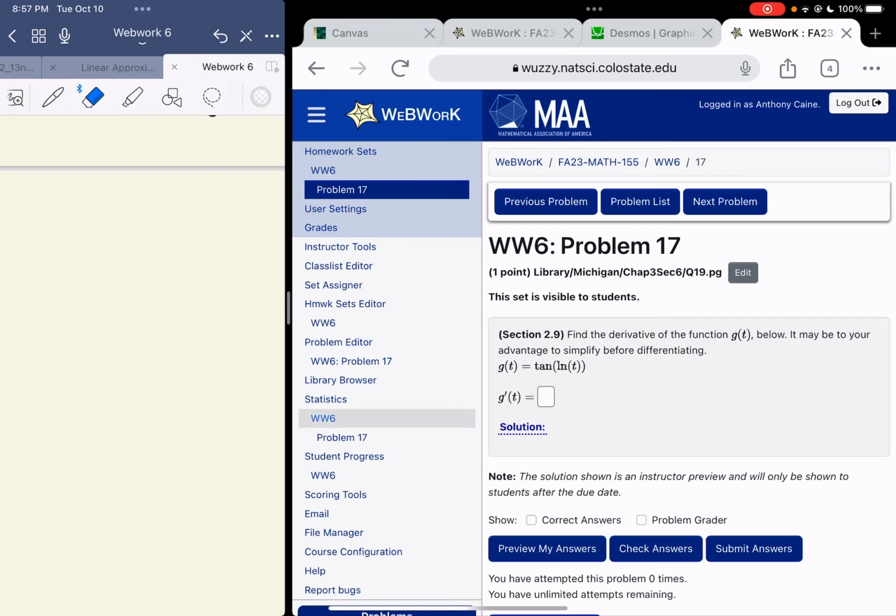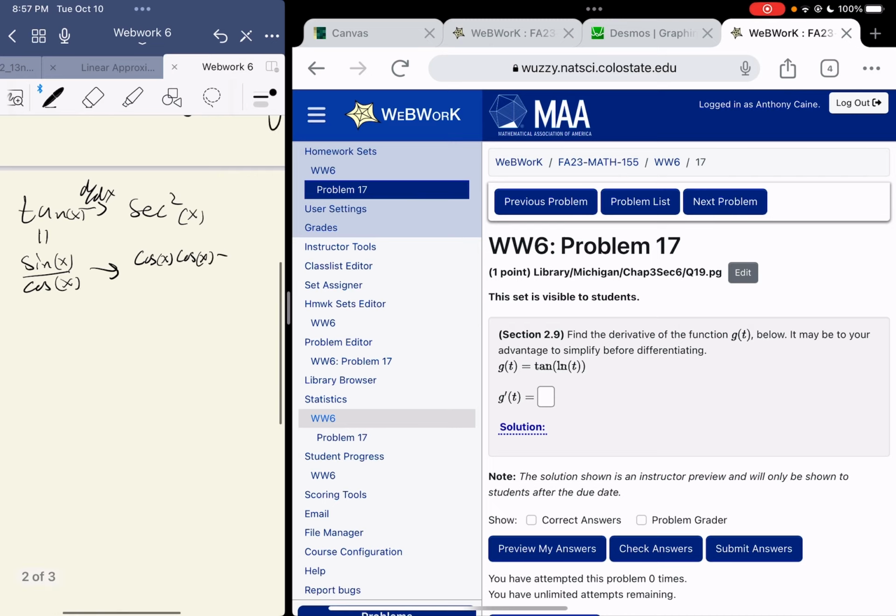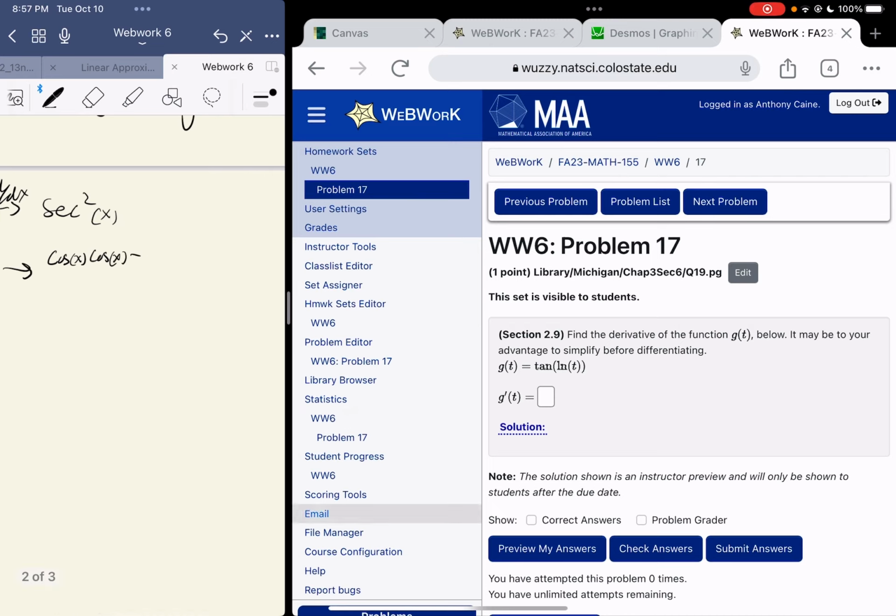So look, the derivative of tangent is secant squared x. But you don't actually need to know that. Tangent is the same thing as sine of x over cosine of x. And so when you do this, you should do a quotient rule. The derivative of the top is cosine times the bottom, which is cosine, minus, and now the derivative of the bottom is a negative sine. So I got negative sine, right?